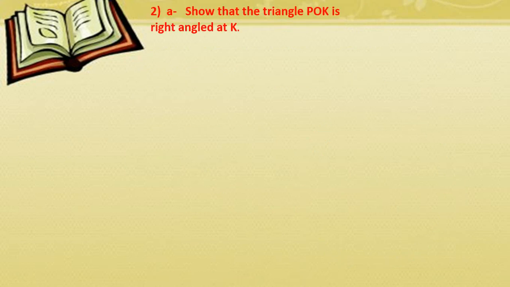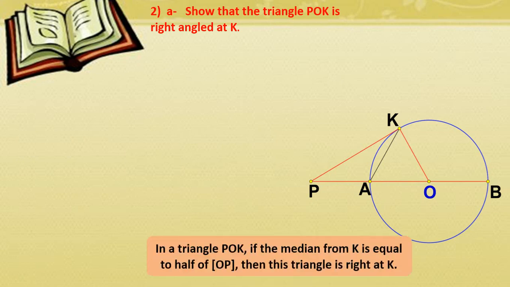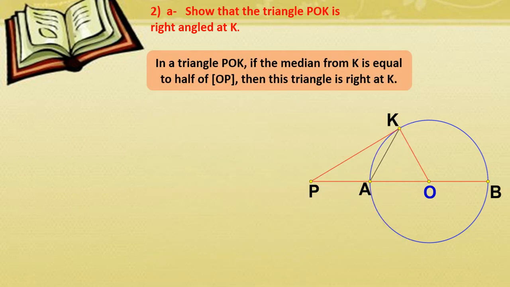2A. Show that the triangle POK is right angled at K. This is the triangle POK. We have to say that the triangle POK is a right angle triangle at K, so the angle at K is equal to 90 degrees. In a triangle POK, if the median from K is equal to the half of OP, which is the hypotenuse, then this triangle is a right triangle at K.